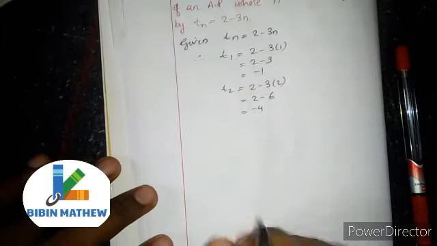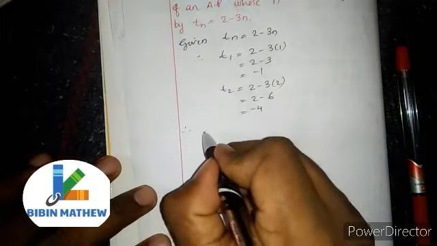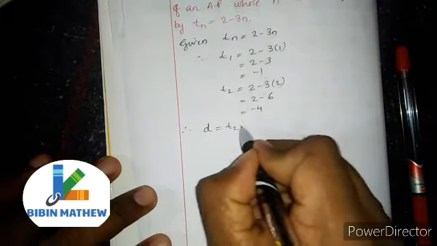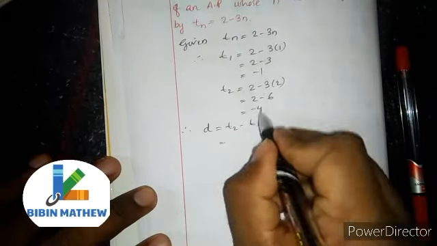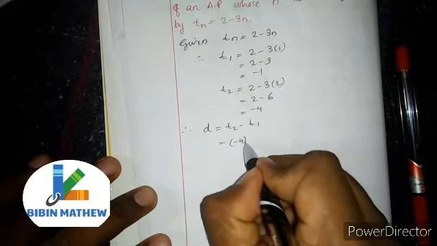Find the second term also. अभी n का जगह 2 दीजिए. 2 minus 3 into 2, that is 2 minus 6, that is equal to minus 4. You got the first two terms.